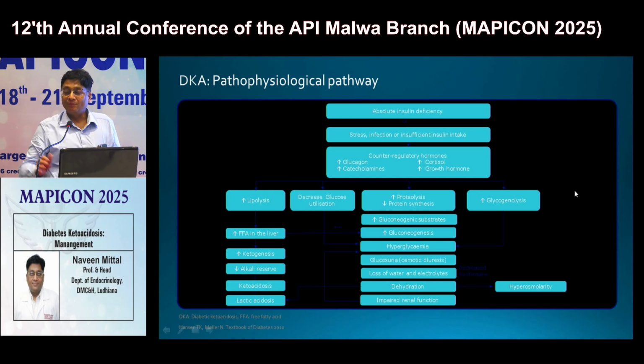Glycogenolysis means breakage of stored glucose, and new glucose synthesis, that is gluconeogenesis, by protein lysis. Protein is broken down and it is converted to glucose. It leads to hyperglycemia, glucosuria, loss of water and electrolytes, dehydration and impaired renal function. Increased lipolysis. What does it lead to? Increased lipids are catabolized. It leads to increased free fatty acids used, increased ketogenesis, increased ketone body formation, which are converted to keto acids.